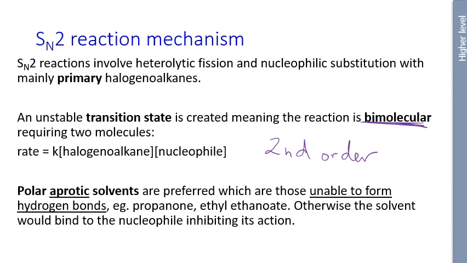Now, in terms of solvents, polar aprotic solvents are preferred, which are those, of course, unable to form hydrogen bonds. So if you're going to have an SN2 reaction mechanism happening, the reactions usually occur in polar aprotic solvents, solvents that don't have hydrogen bonds, like propanone and ethanoate. If there was some form of hydrogen bonding, the solvent would bind to the nucleophile and therefore inhibit its action in attacking the transition state.